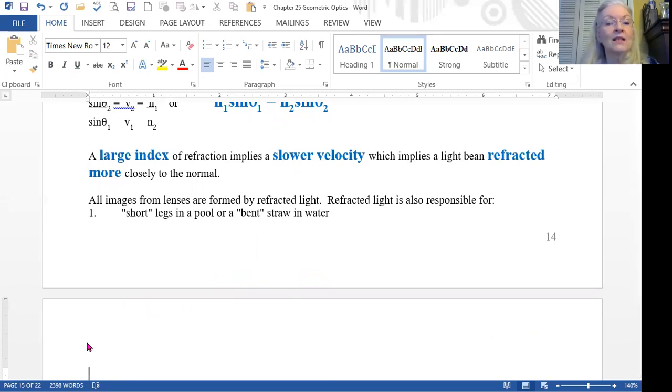What's really cool about this is that the bending or refracting of light gives us all kinds of optical illusions. So if you are standing in a pool of water and you look down at your feet, you will notice that your legs look really short. Or you maybe have noticed if you put a straw in a glass of water, it looks bent. Those are both optical illusions created by refracted or bent light. Your mind can't account for that, and so it traces the light back in a straight line, which the light didn't follow, and gives you incorrect information.